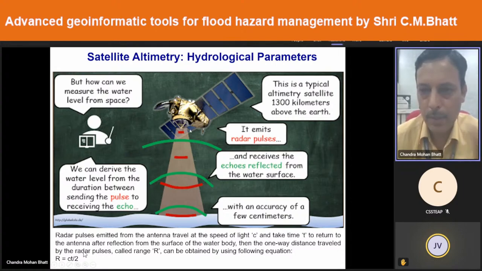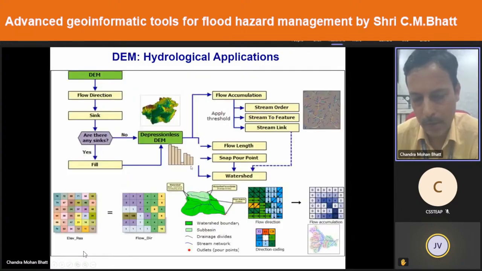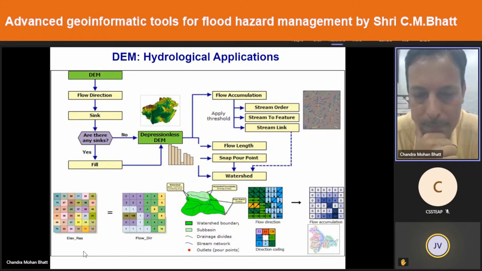So this is the typical altimetry satellite. R is the range, C is the velocity of light, and T is the time, divided by 2. That way we can find out the water depth, the gauge height. It helps us to have the water level information.